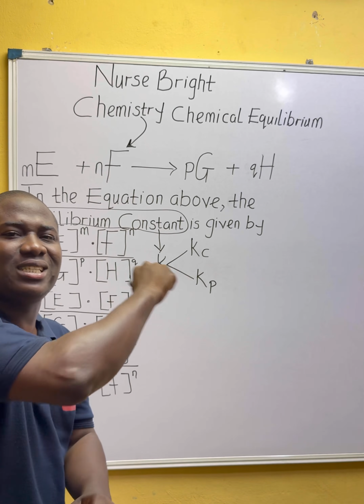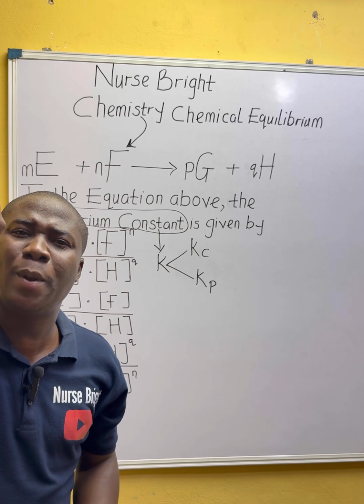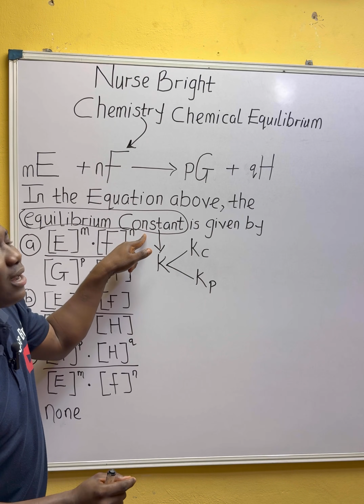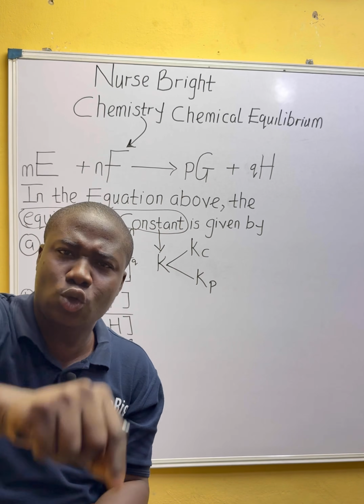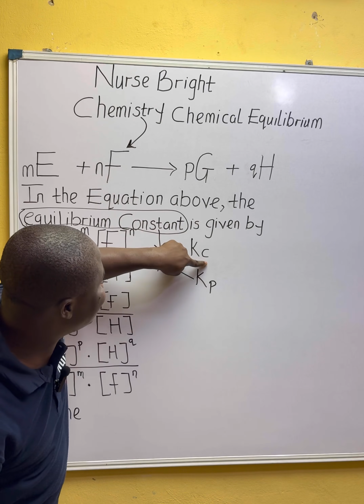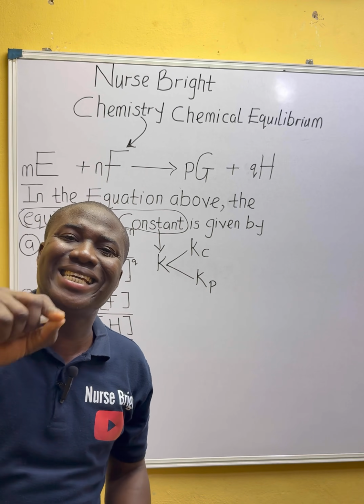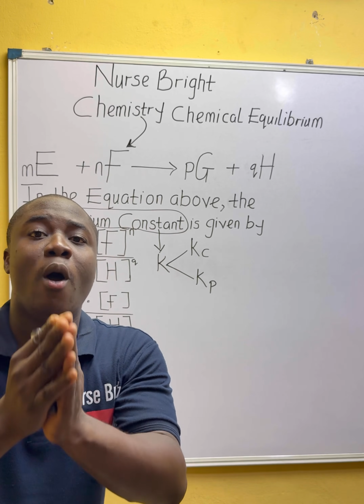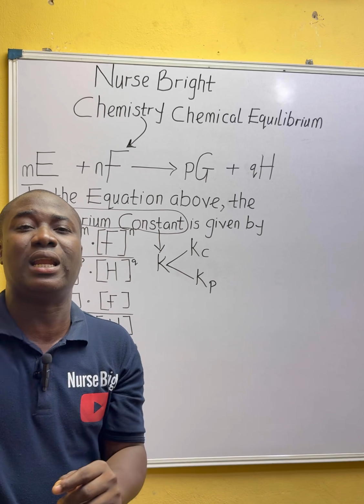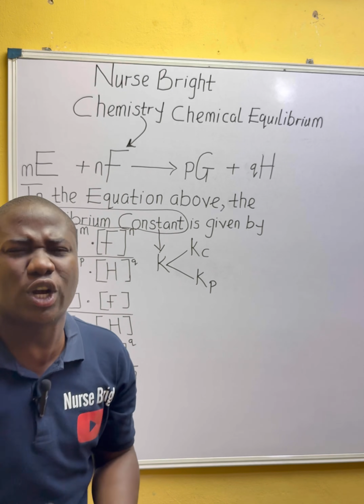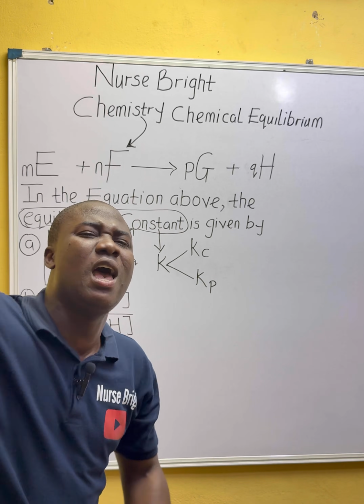So let's get back into this question. I just explained to you that this K, which is equilibrium constant, can be expressed in two forms. What are these forms? Kc and also Kp. Now, what does Kc mean? Kc simply means equilibrium constant. K is equilibrium constant, but the C there means concentration.